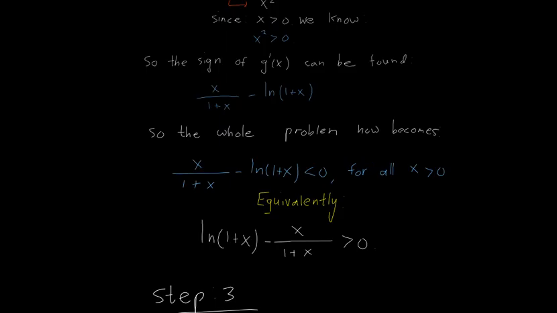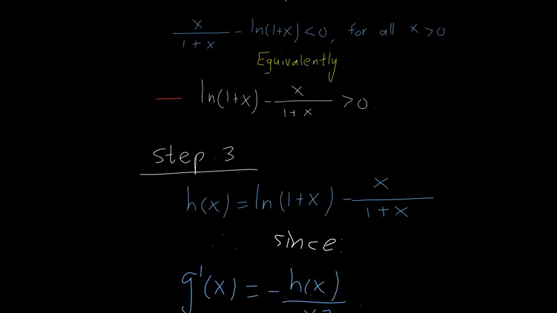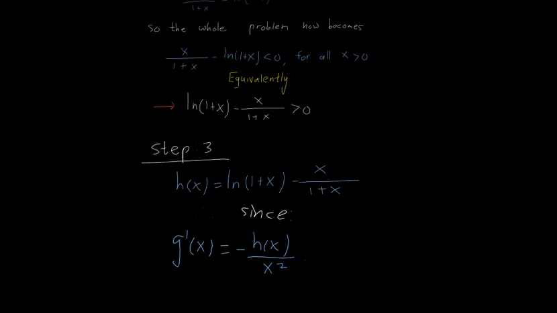Okay. Now, equivalently, we can look at ln of 1 plus x minus x all over 1 plus x, which is strictly greater than 0. All you're doing is you're multiplying both sides by -1. You switch the inequality sign on both sides, and then the expression now becomes the reverse once you distribute out the negative. Okay, so we've done that.